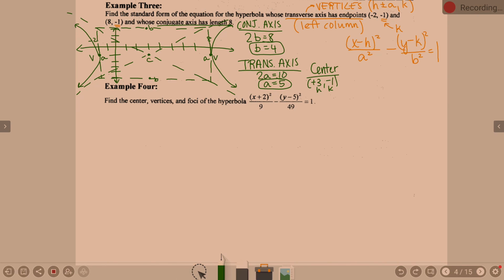Did you write your equation yet? I haven't written mine, so maybe you've written yours, maybe not. Okay. X minus 3 squared over A squared, so 25. What sign? Minus. Y minus negative 1, so Y plus 1 squared over 4 squared, which is 16, equals 1.